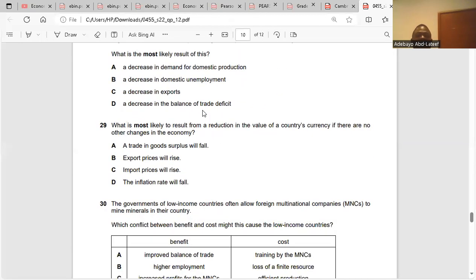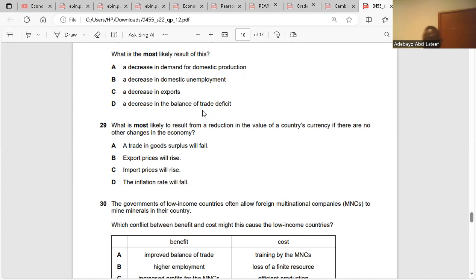Question 29. What is most likely to result from a reduction in the value of a country's currency if there are no other changes in the economy? Import prices will rise. It's C. If the value of your country's currency falls, the price of imports will increase. If the foreign exchange value of your country's currency reduces, you become internationally competitive.